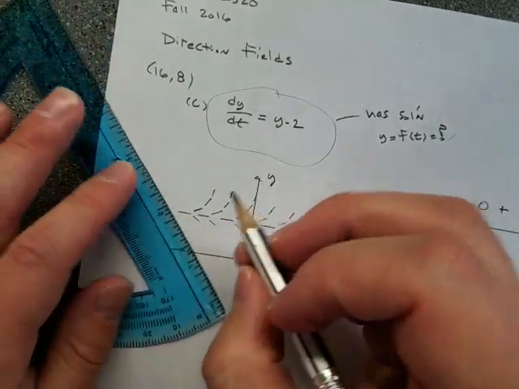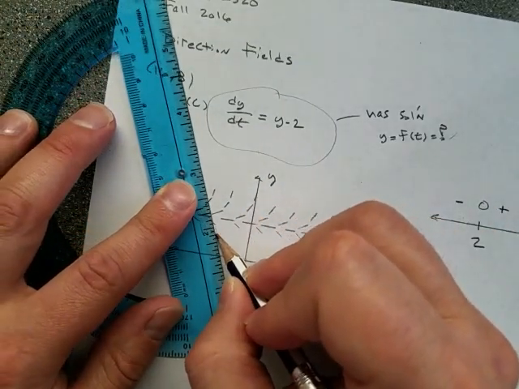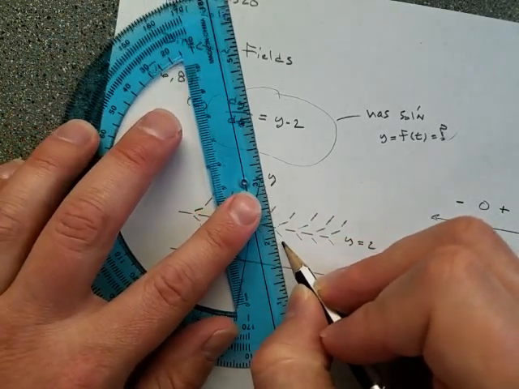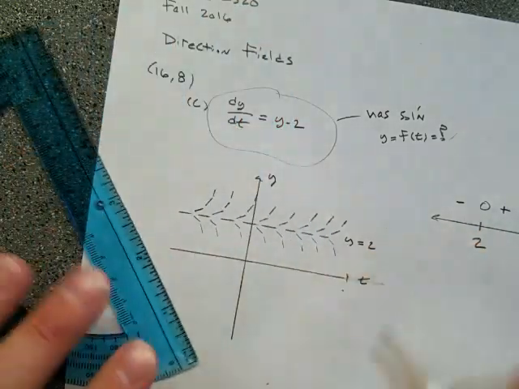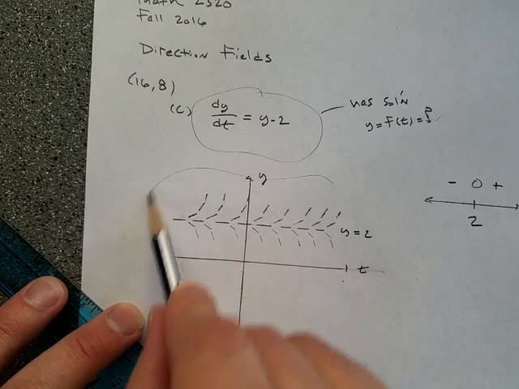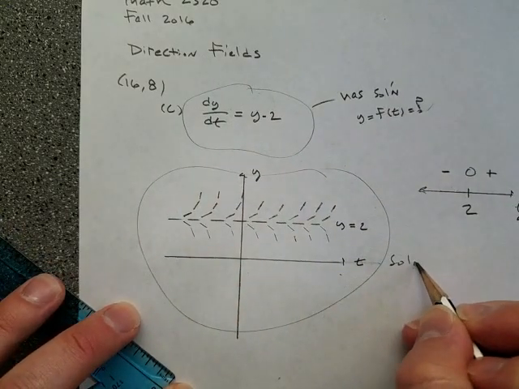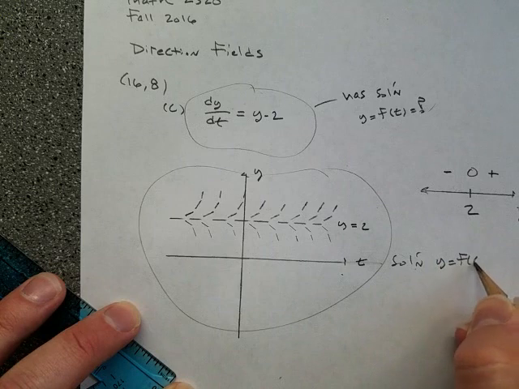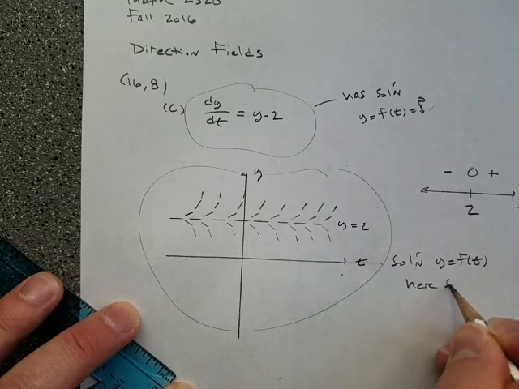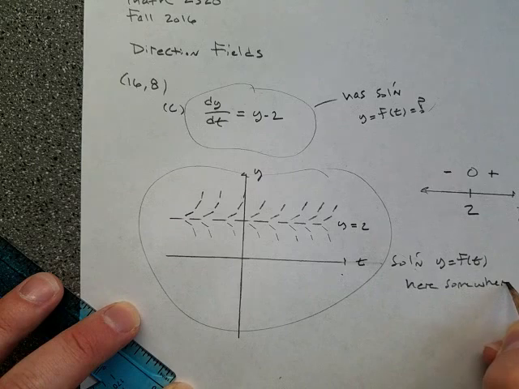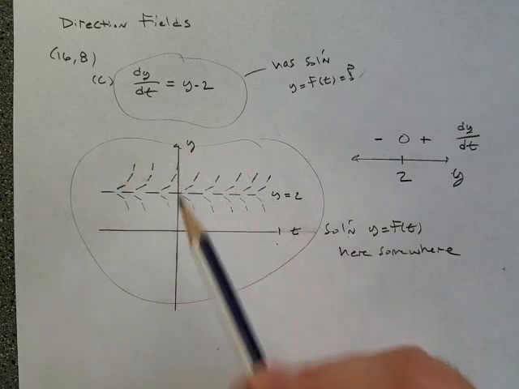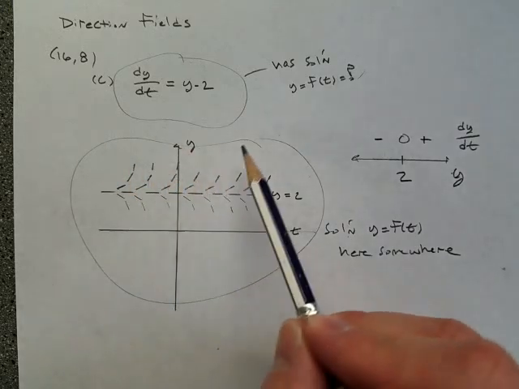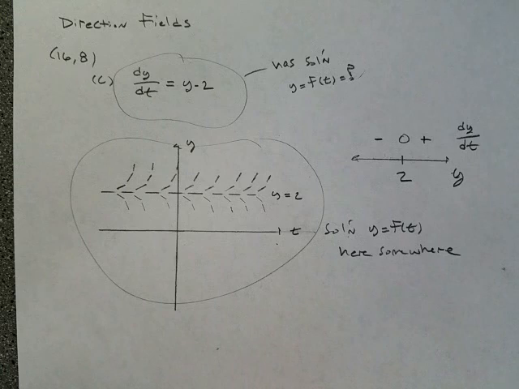If I go even further below 2, then it gets even steeper in the negative direction. And so from that you get an idea what the direction field looks like. Whatever the solution is, the solution y as a function of t is here somewhere, right? It has to abide by these field lines. It imposes itself and abides by every single field line that's in my direction field. Okay, so that's how you draw a direction field.